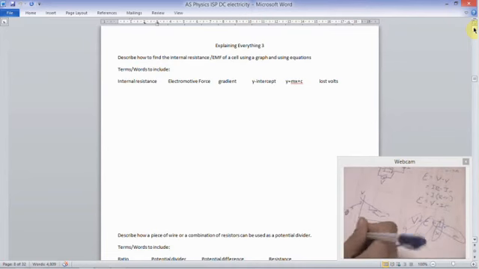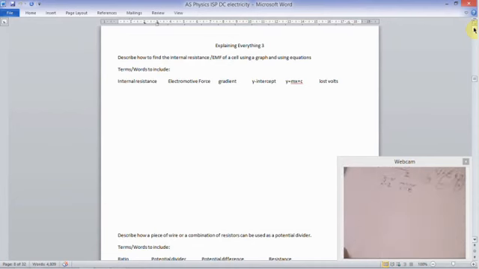So y is equal to V, x is equal to I, M, our gradient, is equal to minus R, and C is equal to EMF. So this is our EMF, that value over there, where the current is 0, our voltage tells us the EMF. And the gradient is equal to minus of the internal resistance. So if that was minus 7, our internal resistance would be 7. Brilliant, that's the first part of explaining everything covered. Second part of explaining everything.